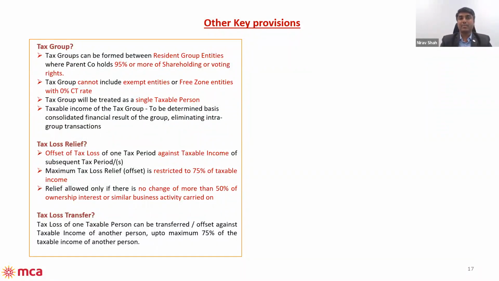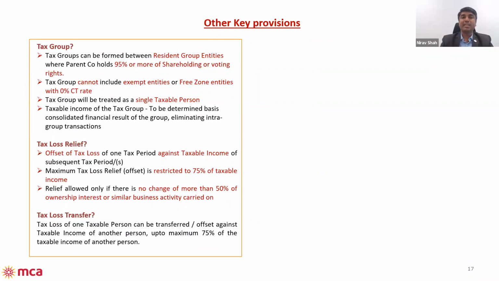If there is a taxable person who has incurred a tax loss, and there is another taxable person who is having a taxable income, then the UAE corporate tax law allows the set off of the tax loss of one person against the taxable income of another taxable person. So here the taxable persons are two different persons, still the tax loss set off is allowed.